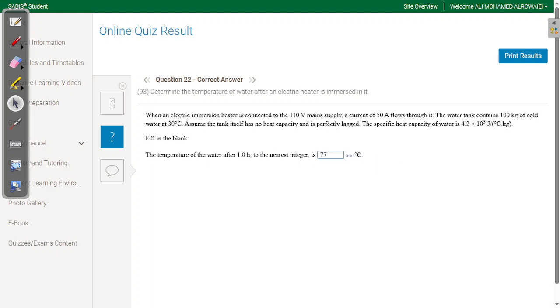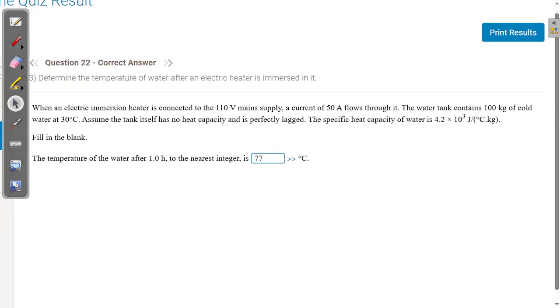Okay, when an electric immersion heater is connected to the 110 volts mains supply, a current of 50 amperes flows through it. The water tank contains 100 kilograms of cold water at 30 degrees Celsius. Assume the tank itself has no heat capacity and is perfectly lagged. The specific heat capacity is 4.2 times 10 to the power 3. The temperature after 1 hour is what?